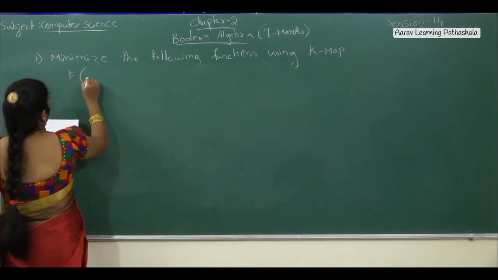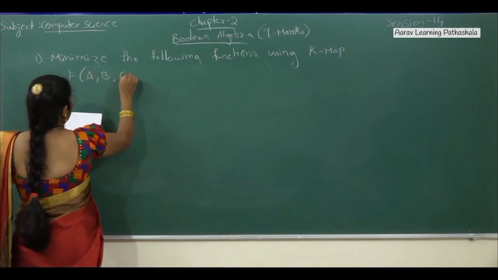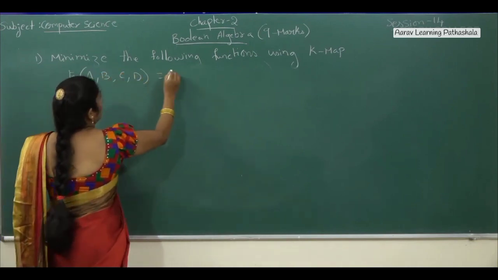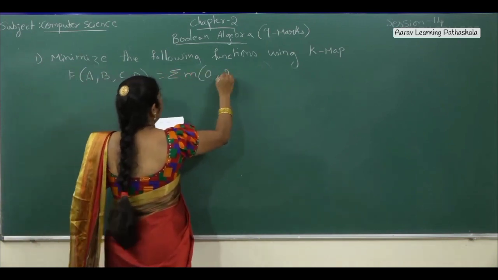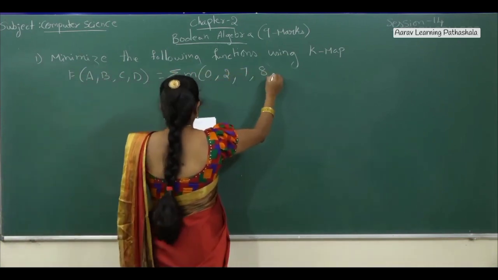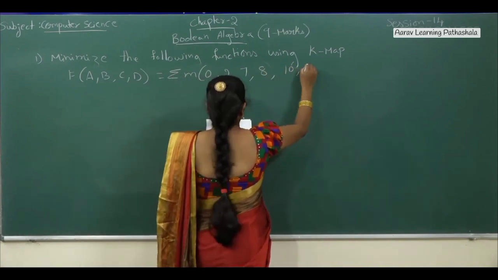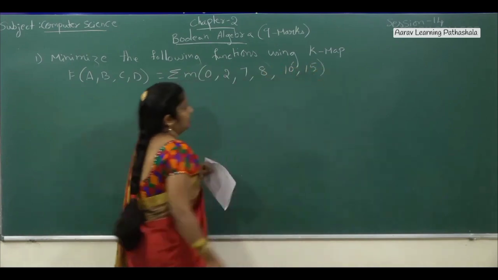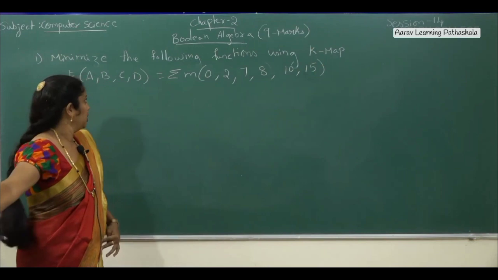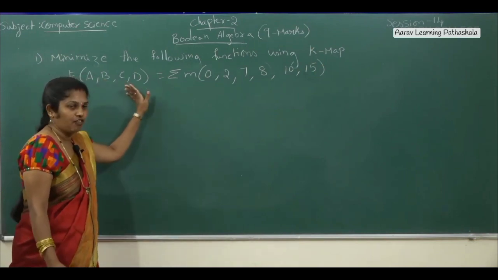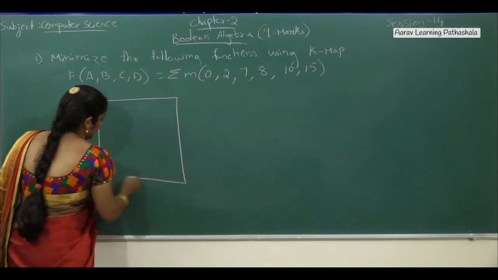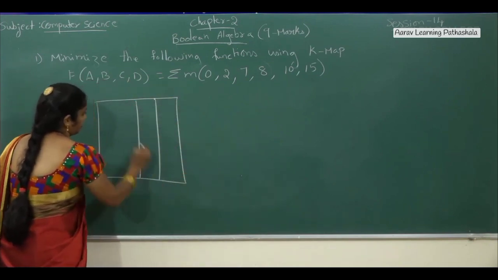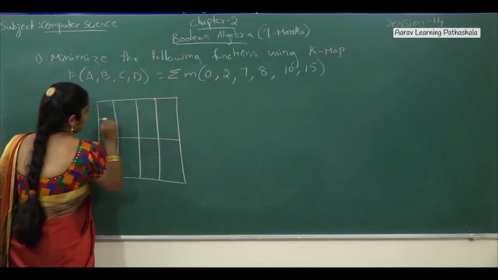F of A, B, C, D equals sigma m of 0, 2, 7, 8, 10, 15. Consider this is the equation. Then with the help of a K-map we have to solve the equation. Once again it is 4 variables. Write down the K-map for the 4 variables.